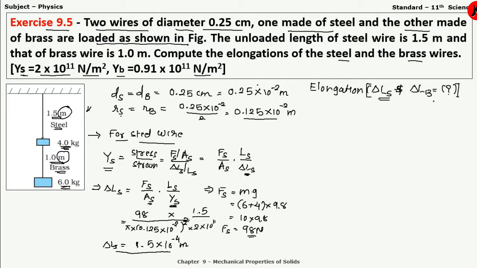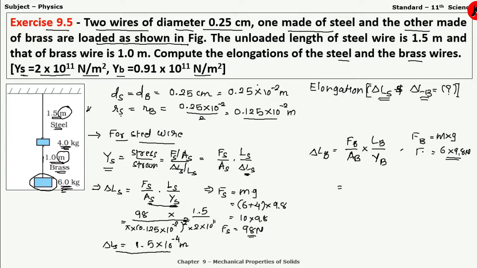Now in a similar way we can also calculate delta Lb. The same equation can be used: delta Lb equals Fb by Ab into Lb by Yb. Now the force on the brass wire. For calculating the force on the brass wire, we consider only the 6 kg mass. Fb equals m into g, and the mass here is only 6 kg, so 6 into 9.8 Newton.